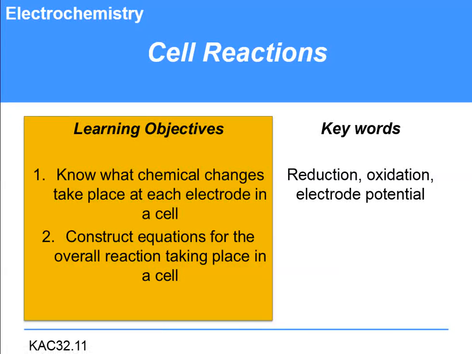Our subject today is cell reactions, and we want to know what chemical changes take place at each electrode in a cell when we allow the current to flow, and we want to be able to construct an equation for the overall reaction taking place in a given cell.